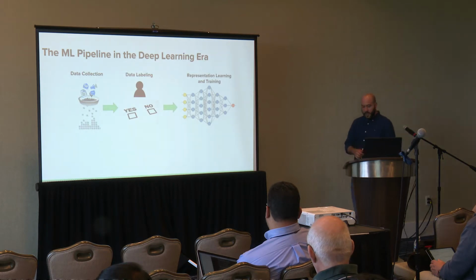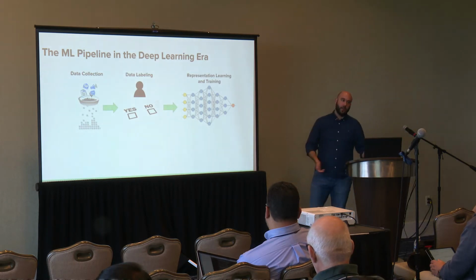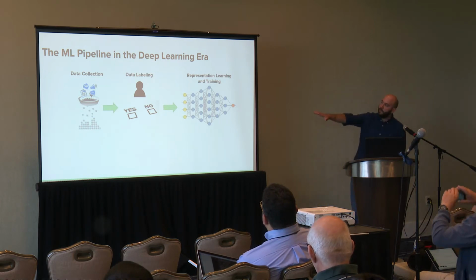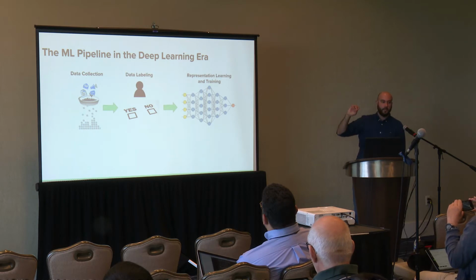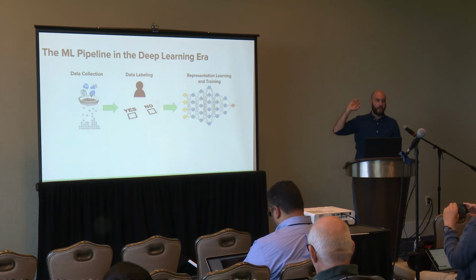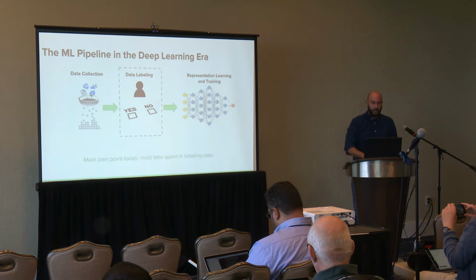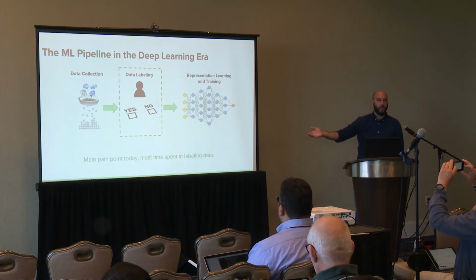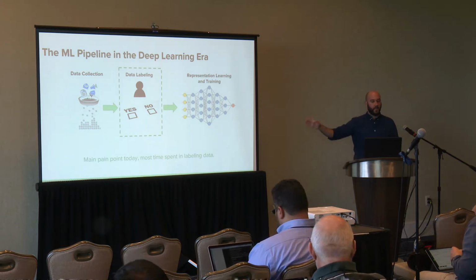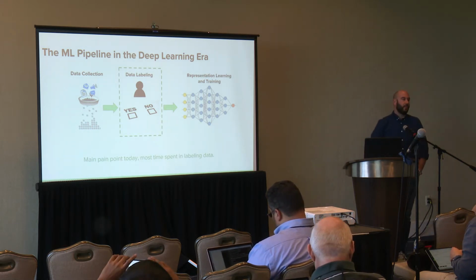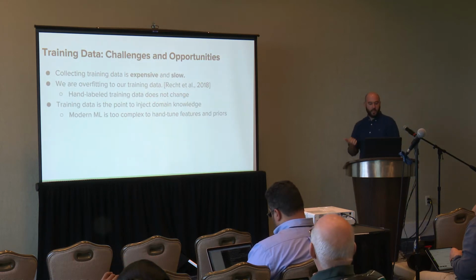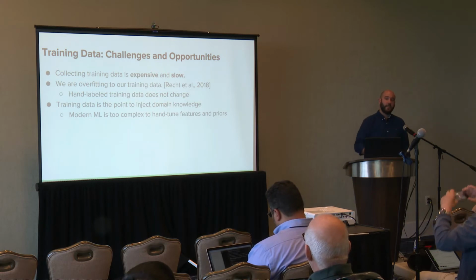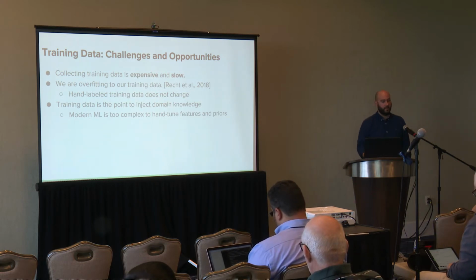Now, what is the main pain point in this era that we are in, the era of representation learning and deep learning? Well, you have basically these three steps. You need to collect data, you need to label data, and then you run your favorite deep net. The main pain point here is exactly how to label training data. Most of the time is being spent here. And what are the challenges now with training data? Well, there are a couple of things. First of all, collecting training data is extremely expensive. And it's a very time-consuming process.